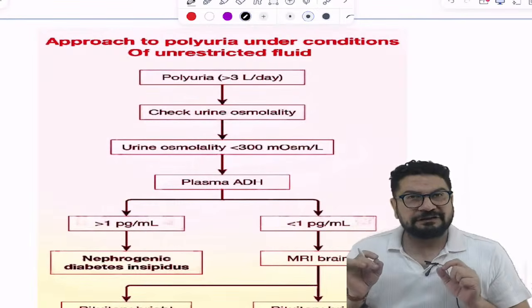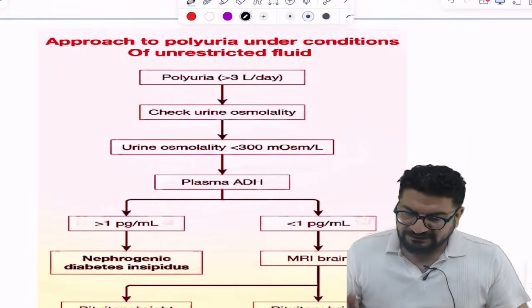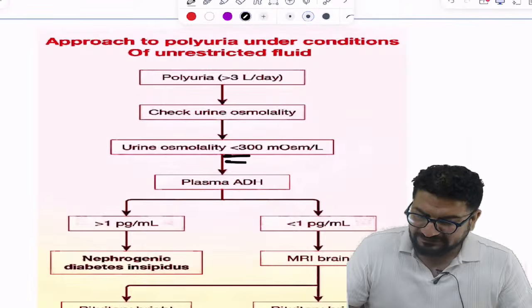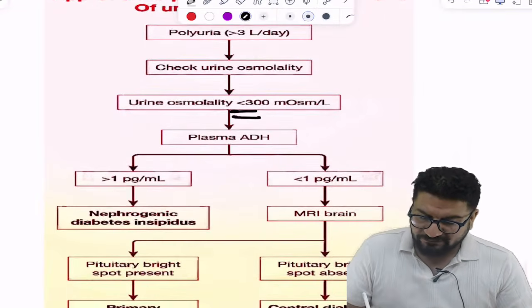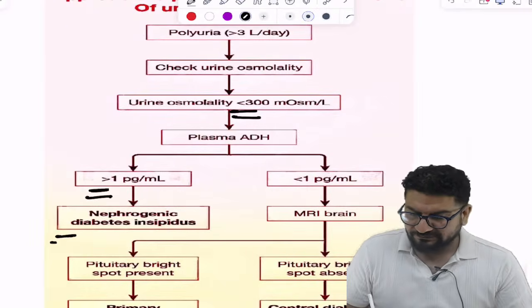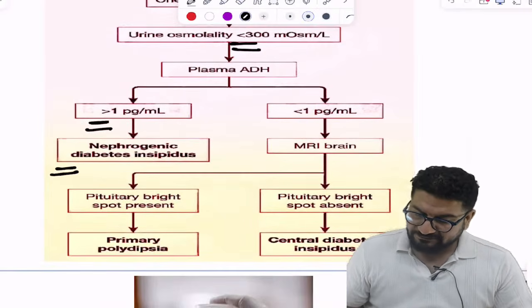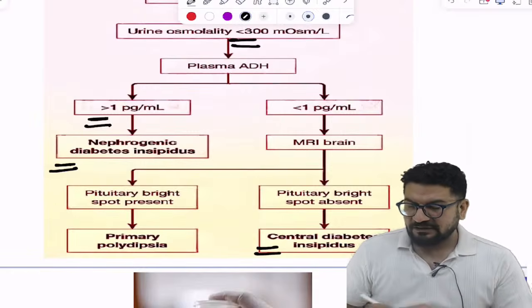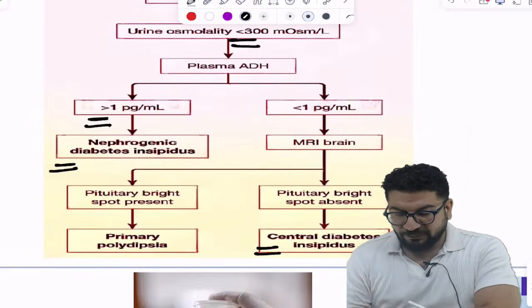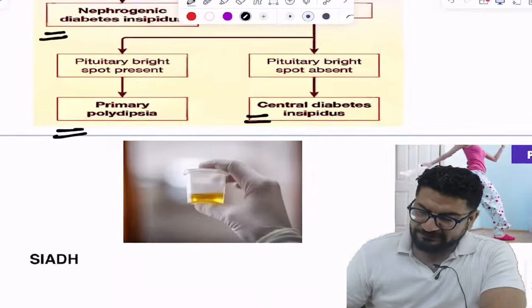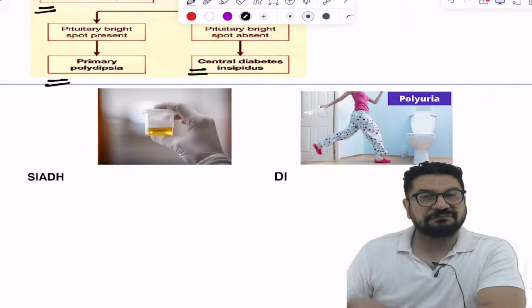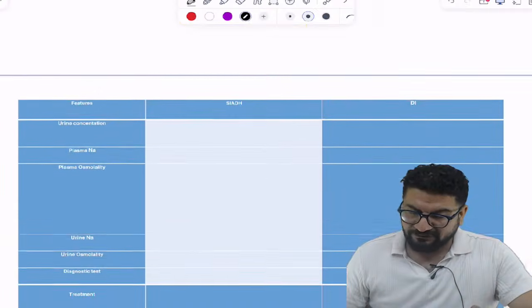If you see polyuria is there but glucose is normal, in that case we have to see urine osmolality. If it is less than 300, then we check plasma ADH level. If it is more than 1, then it is nephrogenic. If it is less than 1, then it could be central. In MRI, if the bright spot is present, it could be primary polydipsia. So mainly they ask you to differentiate SIADH from diabetes insipidus, and how we can differentiate.